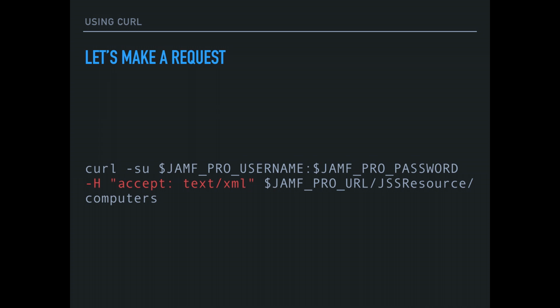And then we have the header. So for this, we are telling the server that we want our response in XML, not in JSON. If you don't specify this, it will usually give you XML, but I have seen it sometimes give JSON, so it's usually best to just tell it what you want, and then you always know you're getting the data you expect. And then finally, you hit it with your Jamf Pro URL /JSS resource, and then from there the endpoint that you want to hit. In this case, it's computers.